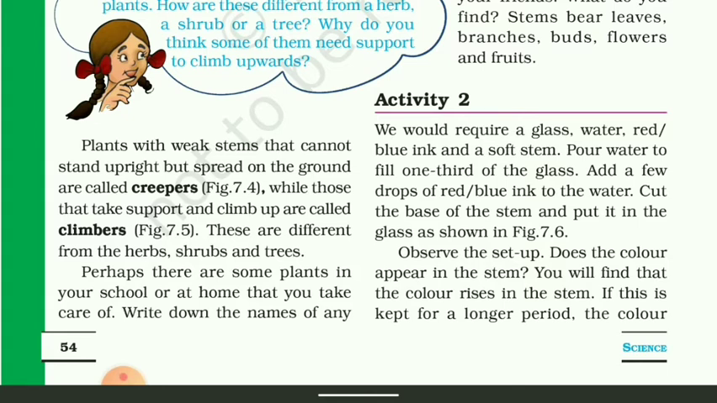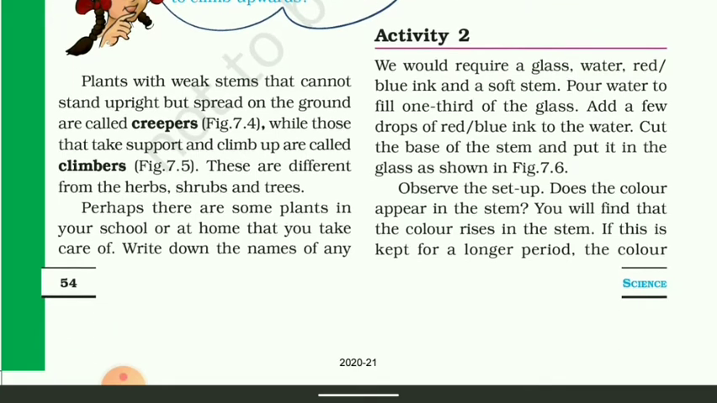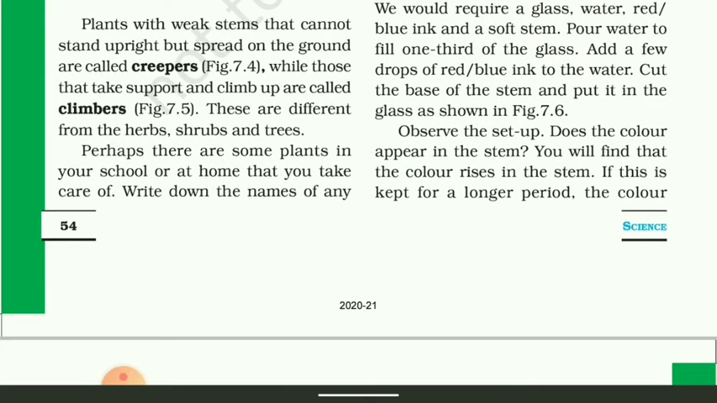Pour water to fill one third of the glass. Add a few drops of red or blue ink to the water. Cut the base of the stem and put it in the glass as shown in figure 7.6. Observe the setup. Does the color appear in the stem?